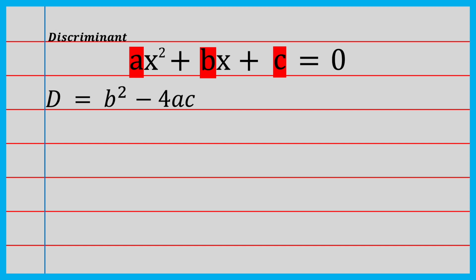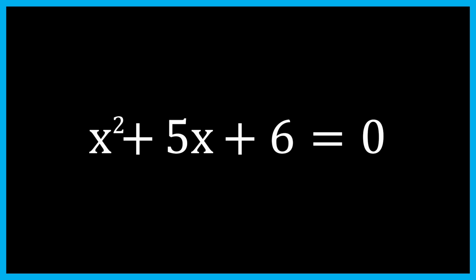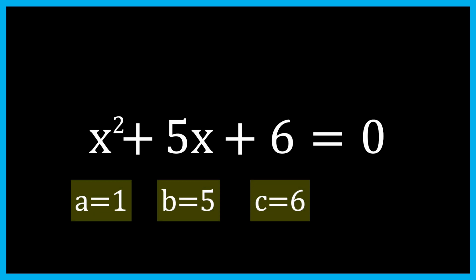Why is the discriminant so important? Because it tells us immediately whether an equation has no solutions, one solution, or two solutions. Let's look at that step by step with an example. Take this equation. X squared plus 5x plus 6 equals 0. Here, a equals 1, b equals 5, and c equals 6. We plug that into the discriminant formula.